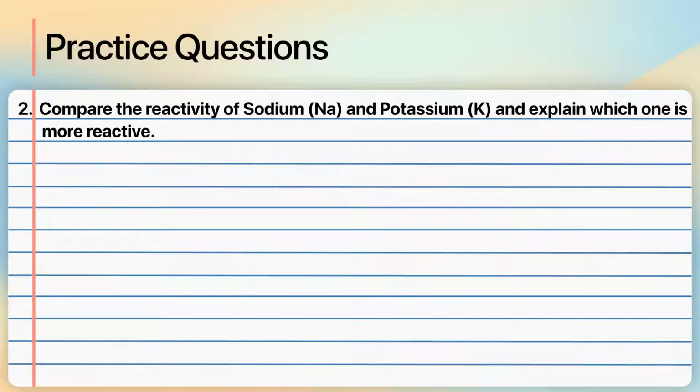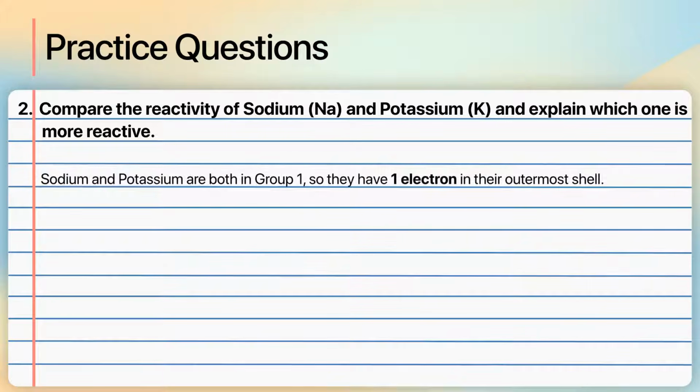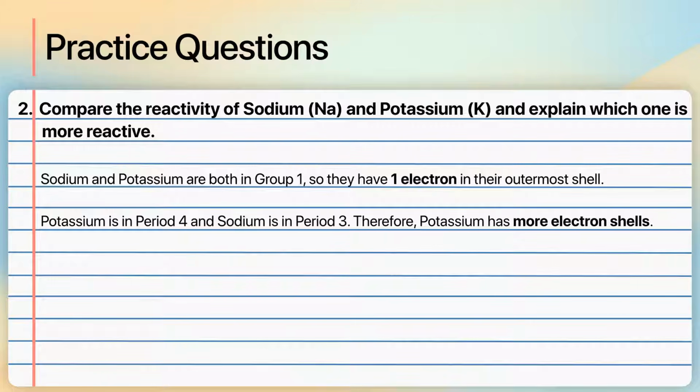Question 2. Compare the reactivity of sodium and potassium and explain which one is more reactive. Both sodium and potassium are in group 1, which means they have 1 electron in their outermost shell. Potassium has more electron shells than sodium, so its outer electron is further from the nucleus and more shielded by inner electrons.